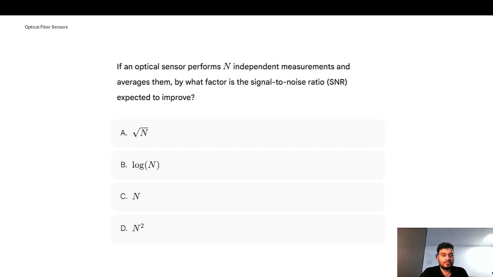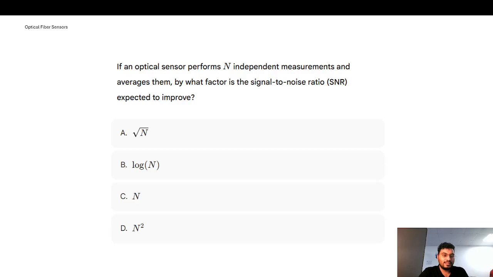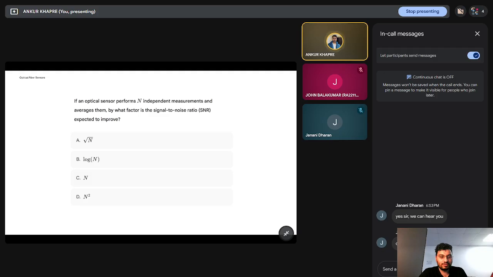So the next question is, can you just mute your mic? Yeah, please. If an optical sensor performs independent measurements and averages them, by what factor is the signal to noise ratio SNR expected to improve? Please, both of you give your answer. We have discussed these things also. John, please. Option A. Janani, option A. John, your answer.